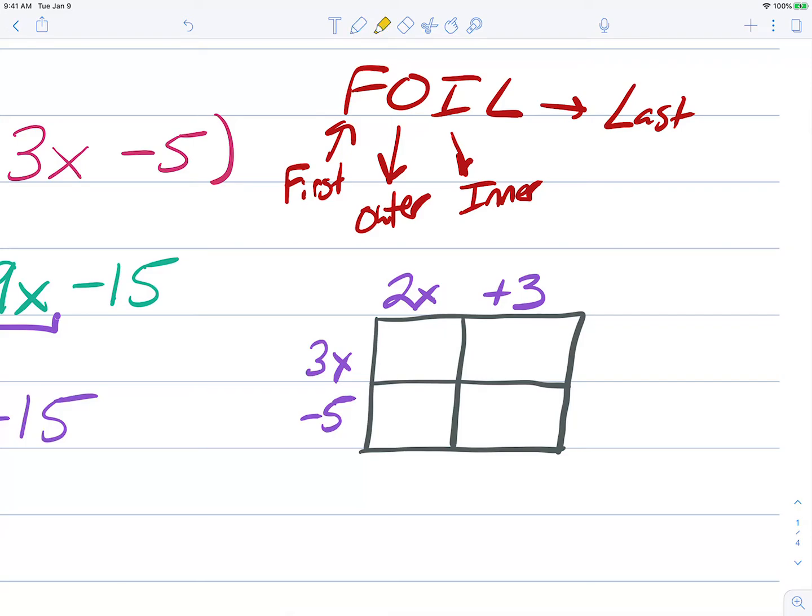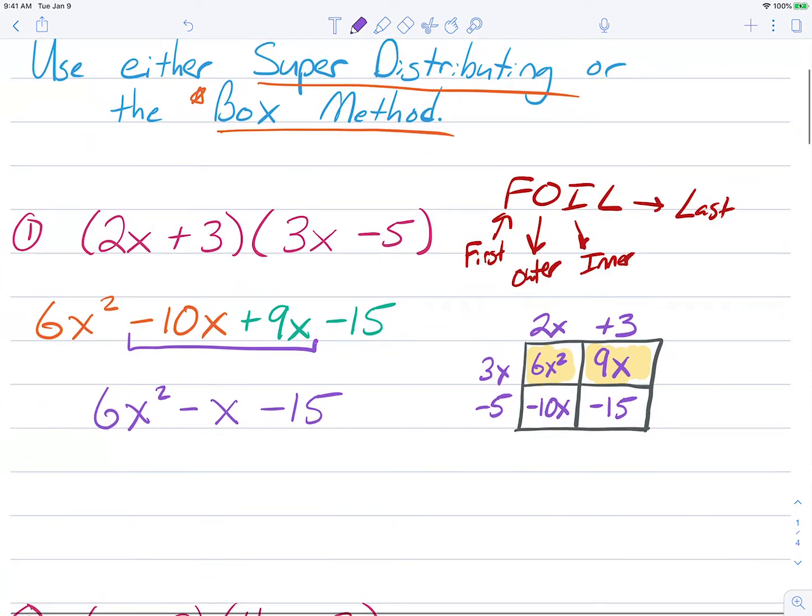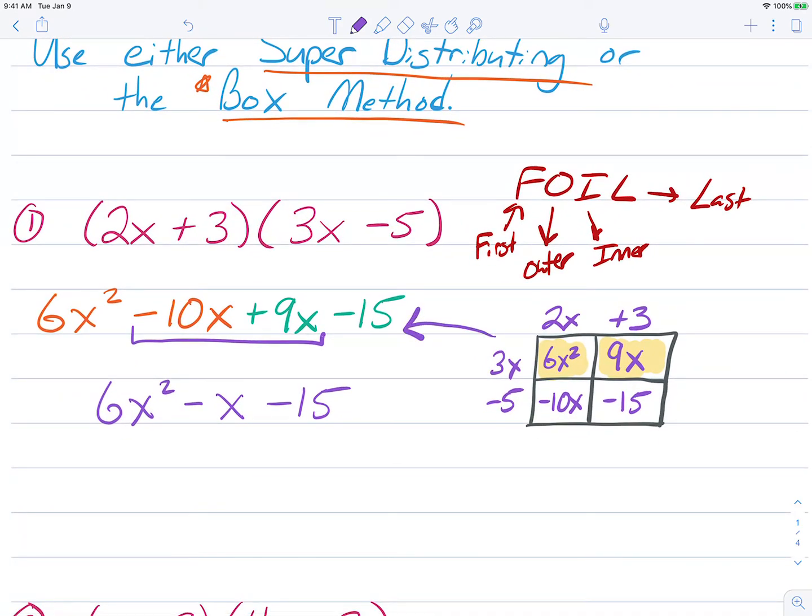So what you do to figure out the answer to a box is you multiply what's above it and to the side of it. So for that box that I've highlighted, we'd multiply 3x by 2x to get 6x squared. To find the next box, I'm going to multiply my 3 by a 3x, and I'm going to get 9x. To get the bottom left, I'm going to multiply 2x by negative 5 to get negative 10x, and the bottom right, 3 times negative 5 to get negative 15. But if you look at what's inside the box, it is exactly the same as our super distributing.